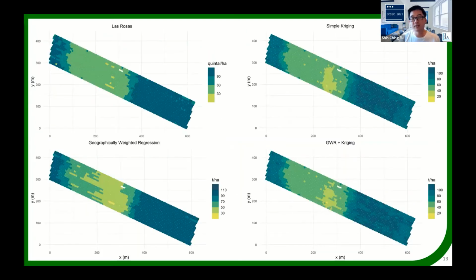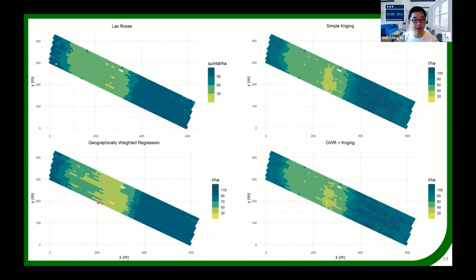So here are some examples of the outputs. Remember, we did this 40 times. This is just one particular instance. Top left, again, is the known observed yield. Top right is the simple Kriged yield. And bottom left is the GWR predicted yield. And we see that simple Kriging interpolates the field quite well in comparison, but GWR seems to smear out the finer detail. And we'd expect that because, as mentioned earlier, GWR fails to accommodate local autocorrelation effects.